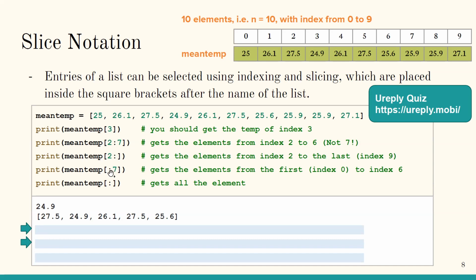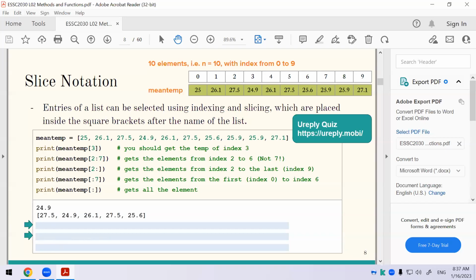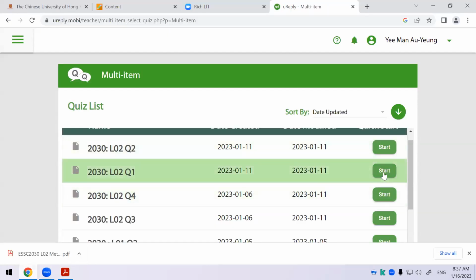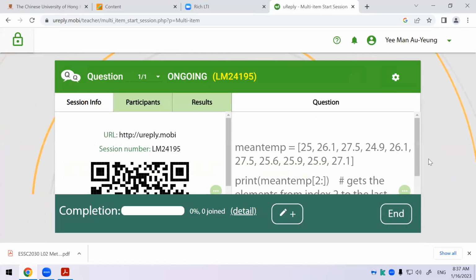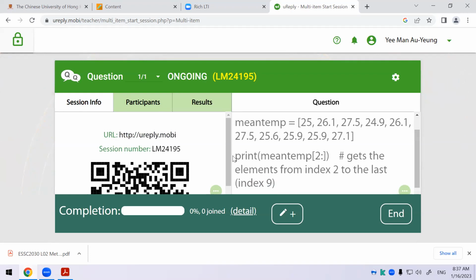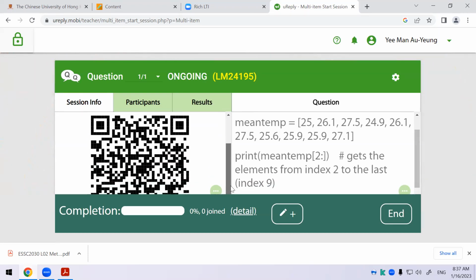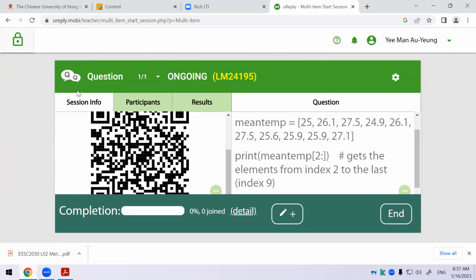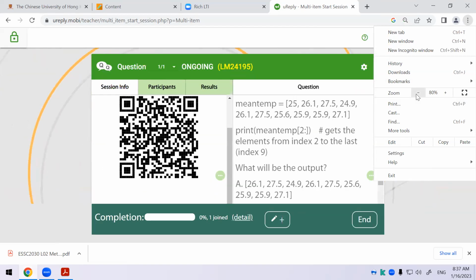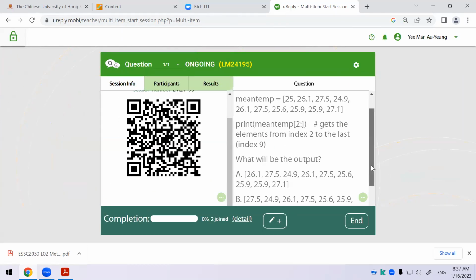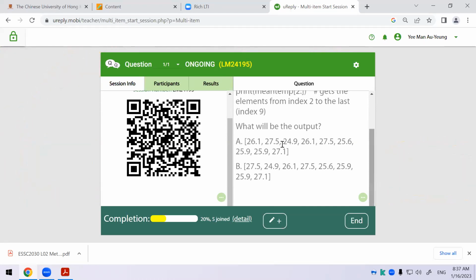So my question to you is for the 2 to nothing, and then nothing to 7. What would be the answer? I'll have you reply to the first question. There are only two options for you, A and B. Which one?